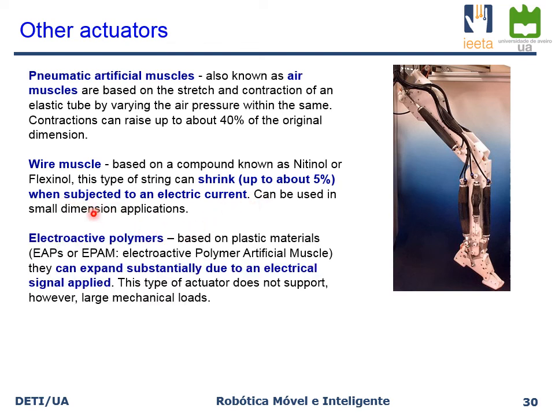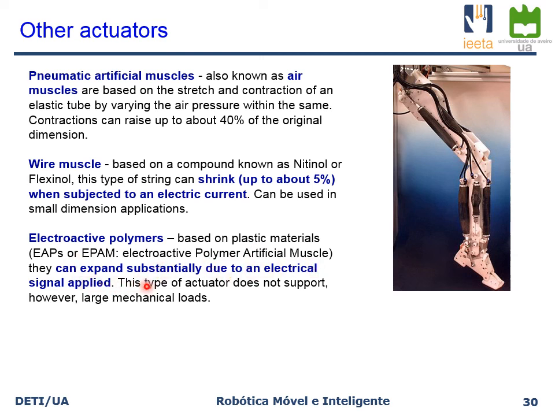A third type of actuators are electroactive polymers. These are based on plastic materials and can expand substantially due to an applied electrical signal. So instead of being a metal, this is actually a material based on a plastic that can change its dimensions based on an applied electrical signal.